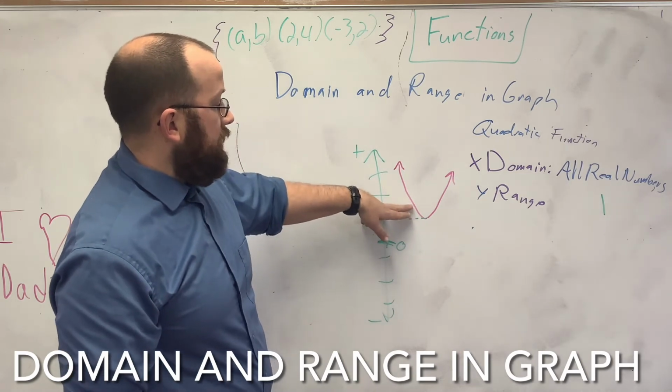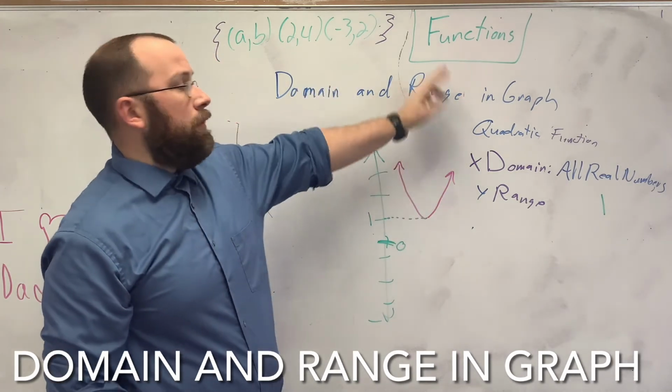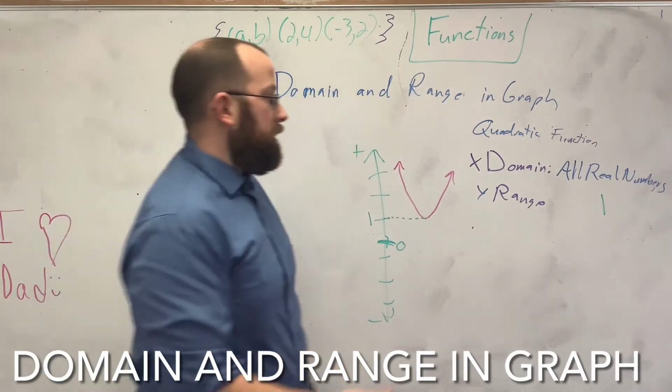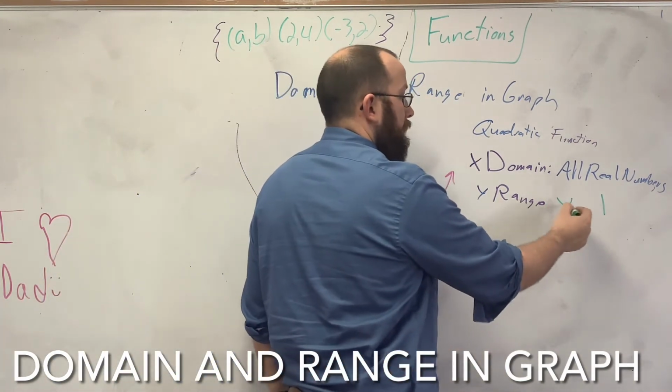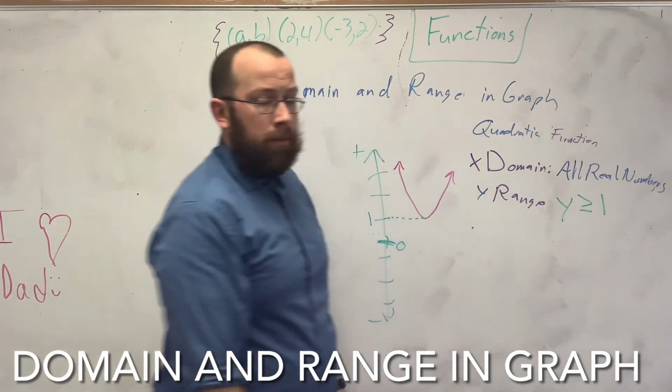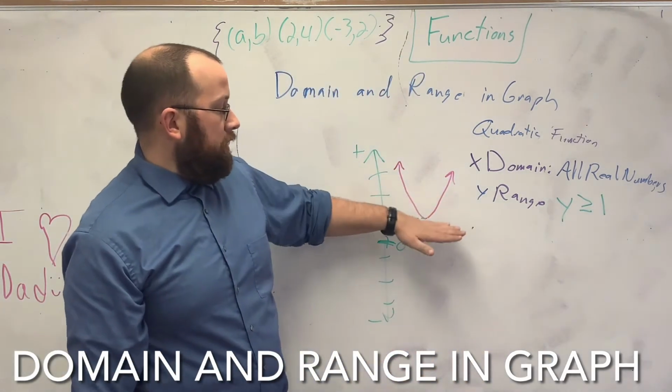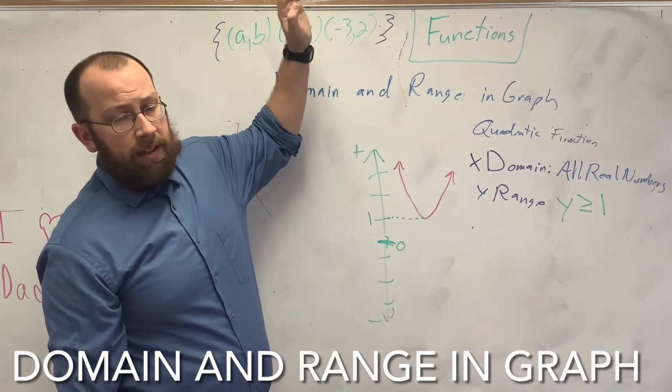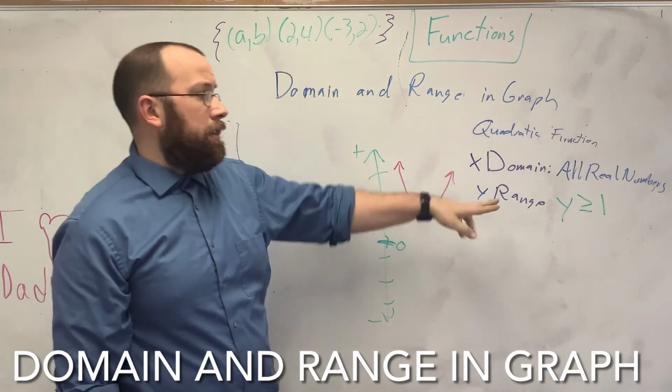So this is going to go forever and ever in the positive direction. This can go forever and ever in the positive direction. So it's actually, your y is going to be everything greater than or equal to 1. So what that's saying is, your range is every number greater than or equal to positive 1. And that's how you write your range for that.